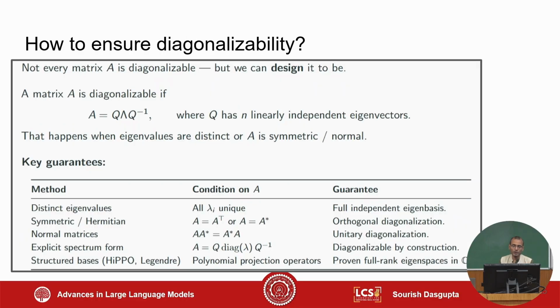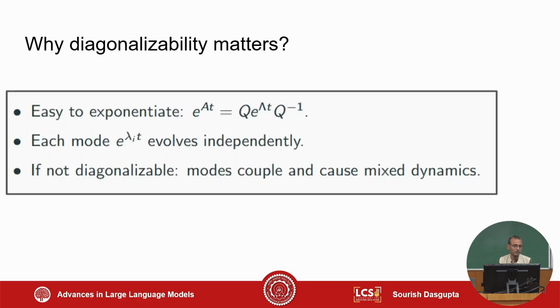So how to ensure diagonalizability? That is the reason why, when you are initializing the matrix A before training, you cannot just do a random initialization. Because if you do random initialization, you won't get these three good things: it is easy to exponentiate, which is from the computational point of view, and you get independent eigenvectors, which makes it easy to understand what's going on, and so on.